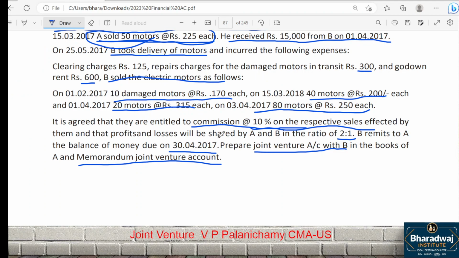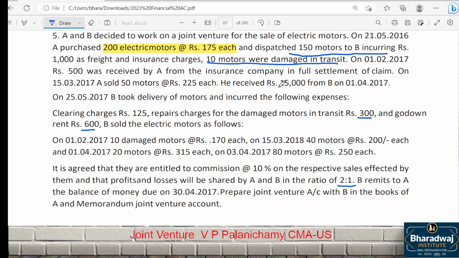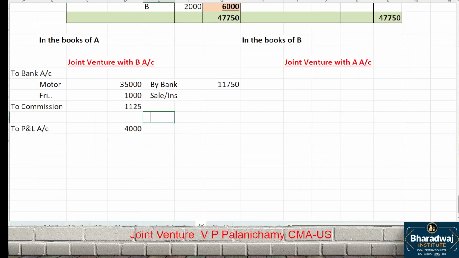Okay. Then look at the question. Is there any advance money received from the other party? Yes. He received 15,000 from whom? B. By bank. This is received from B.